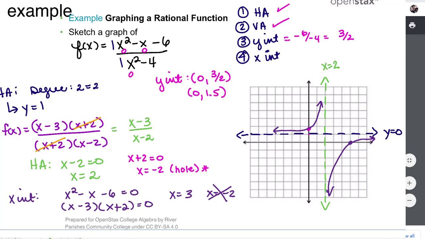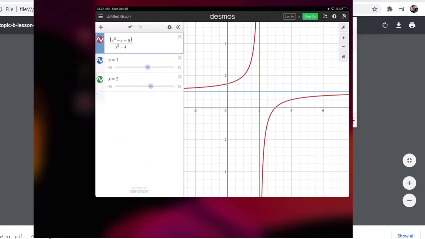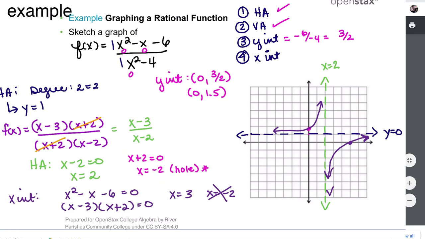So I think that my graph could be drawn a little bit better than that. Still not beautiful. Desmos is definitely better, but hopefully you get the point. So label these main pieces here, horizontal and vertical asymptotes, x and y intercepts, and then use Desmos to fill in the blanks.